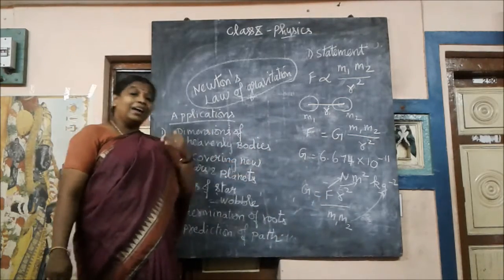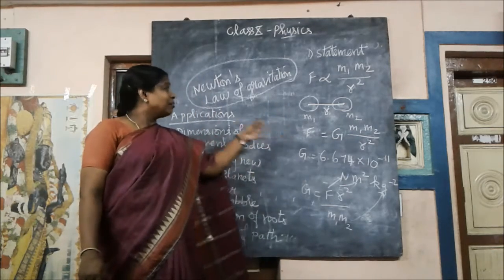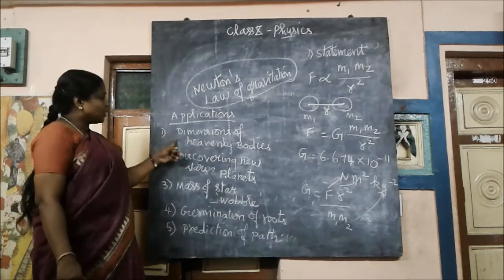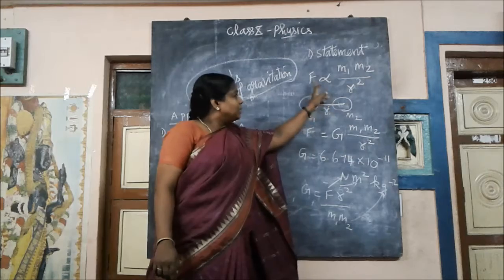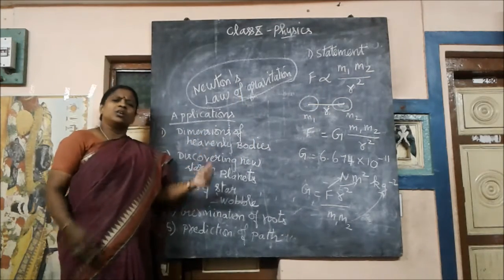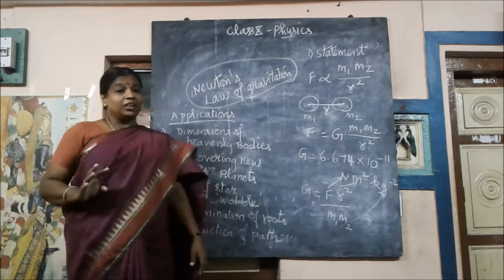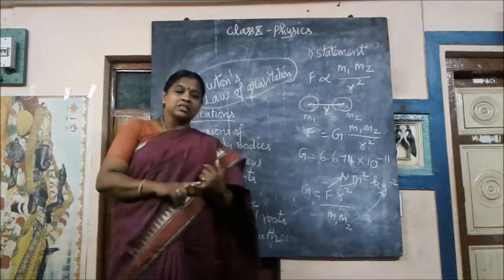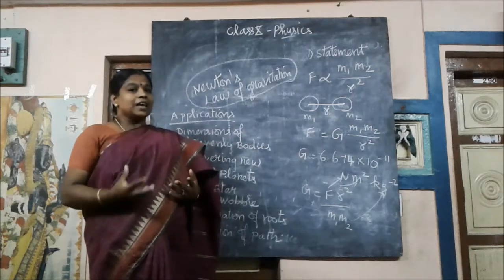Right? Now at the end of your lesson, some applications of this law are given, which I am going to teach you now itself. First one, based on this law, is dimensions of heavenly bodies. Whatever it is, star, planet, comet, whatever the heavenly body may be, its dimensions like mass, size and radius, all these factors can be determined.